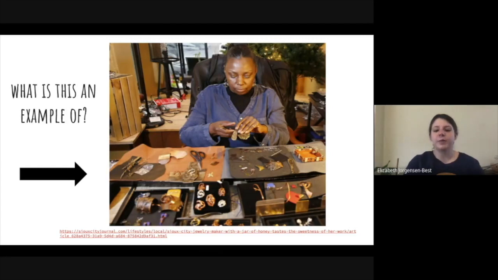All right, this woman is making jewelry. We see bracelets, rings. So is she a producer or is she a consumer? Great job. If you said producer, you are correct.